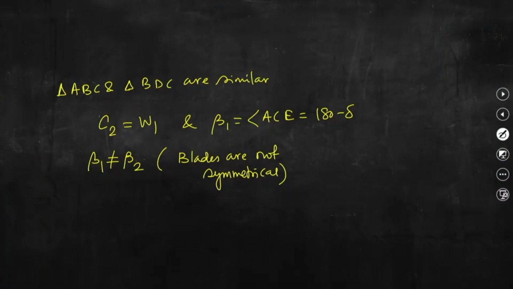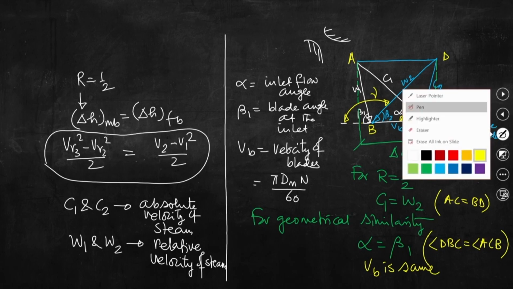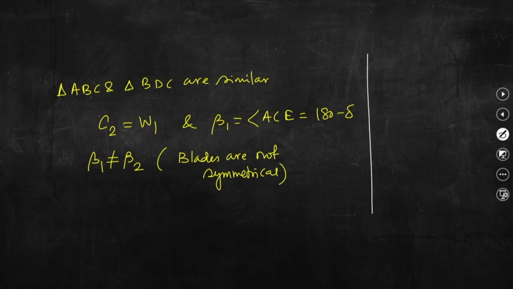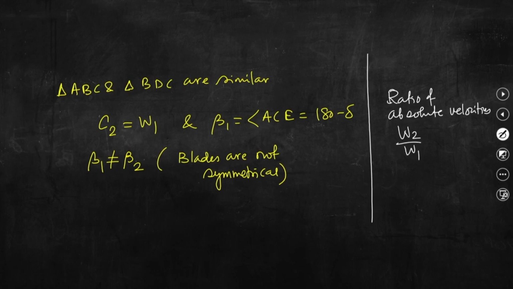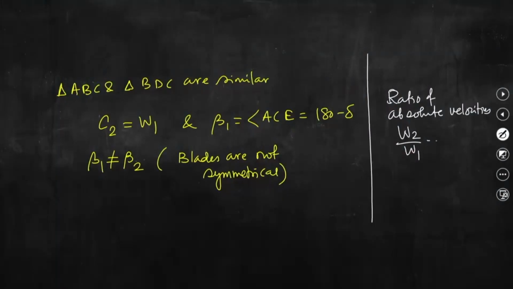Okay. So, if beta 1 is not equal to beta 2, then if we go back to the velocity triangles, if we try to recall that for impulse turbine, I am now marking here a particular point, say this is F. So, let me write here that for steam turbine, the ratio of absolute velocities, that is W2 by W1, when steam is passing through the moving blades, the ratio W2 by W1 is known as blade friction factor Kb, right.